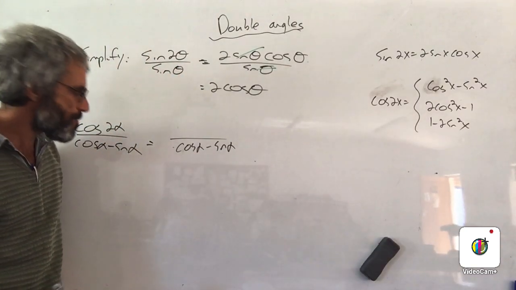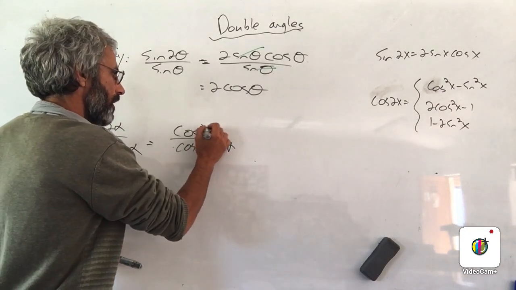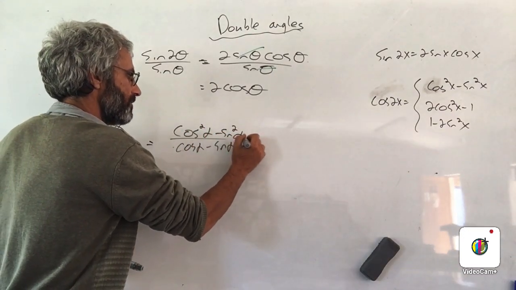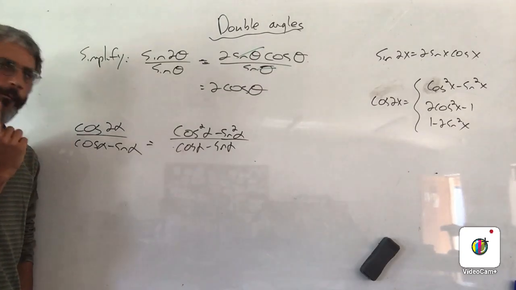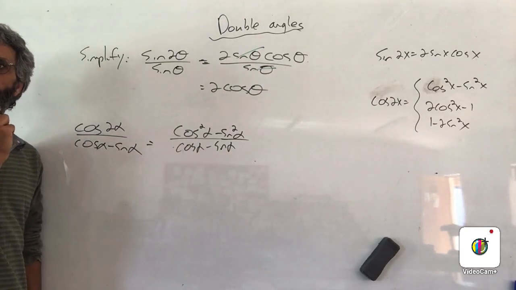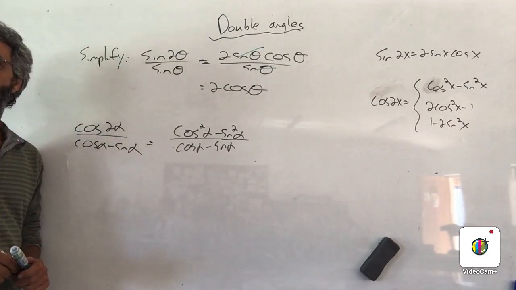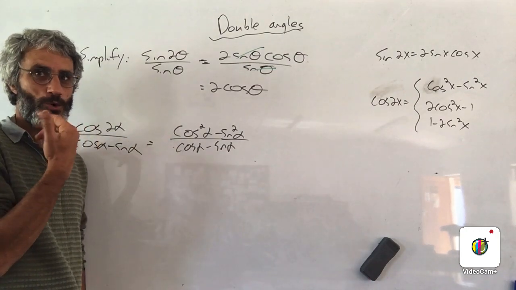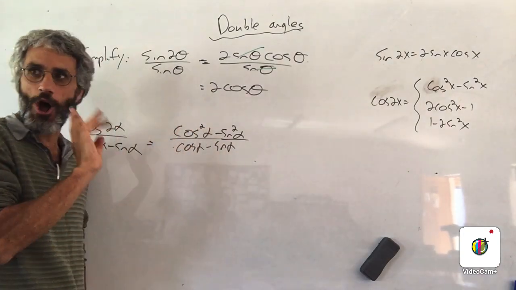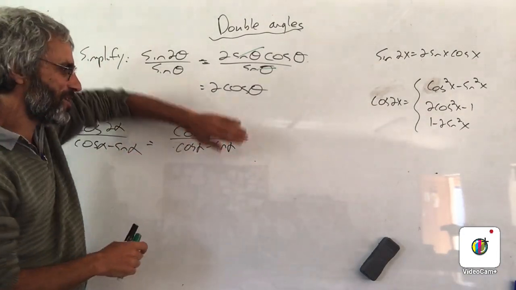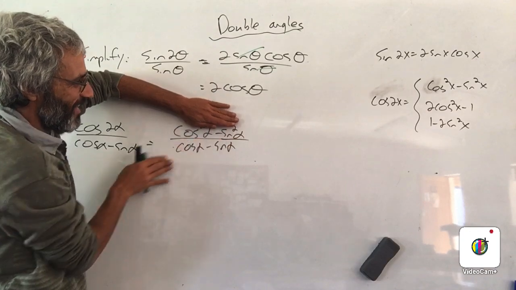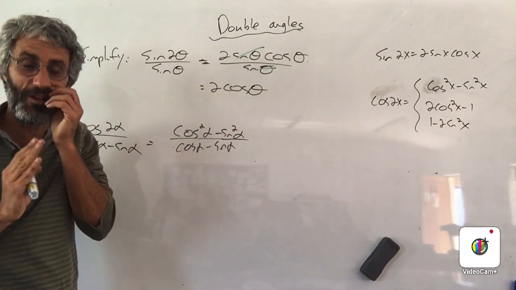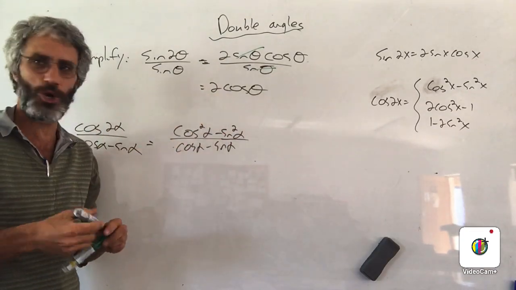It will be the top one, cosine square alpha minus sine square alpha. I'm going to ask you now why. What's the next step to do? Or what can I do now? Can I cross cancel anything now? No, because of the minus, we can't cross cancel. I know some of you want to do it, maybe cross cancel that, and then you get cosine. In fact, the answer is correct, but you're not allowed to do that.